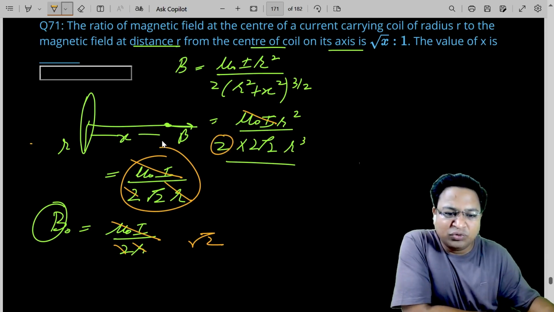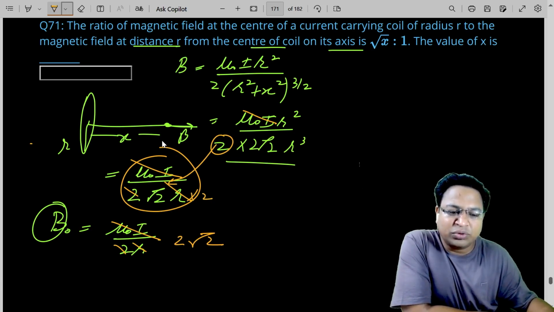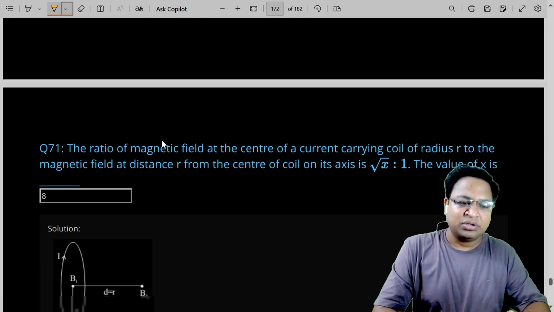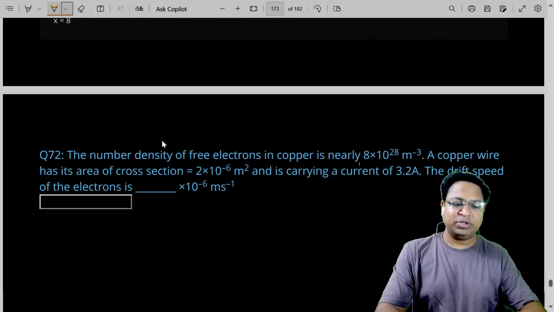I missed the factor of 2 here while copying it down. So there would be another 2. So it would be 2 root 2. So 2 root 2 can be written as root x. So the answer is x equals to 8. Okay, now we go to the next question.